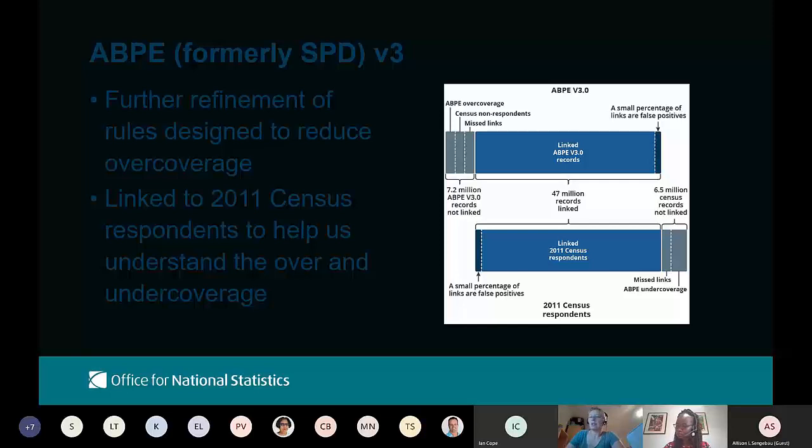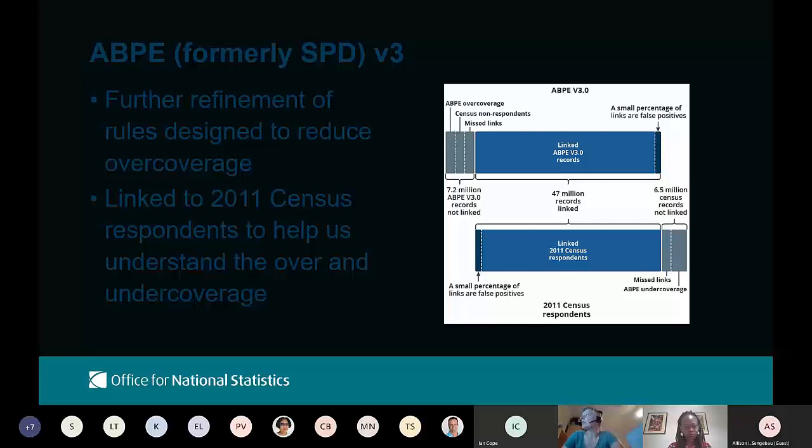Having completed our version 3, and somewhat unhelpfully for you, we changed the name from statistical population data set to admin-based population estimate at that point. So if anyone's confused by the acronyms, that's why it's changed. Having produced our version 3, we then linked at an individual level back to the 2011 census to see what we could learn about the people we knew we had in our ABPE and the people that we didn't.